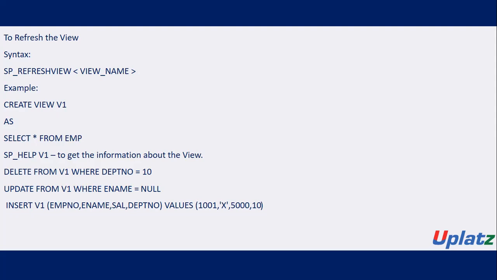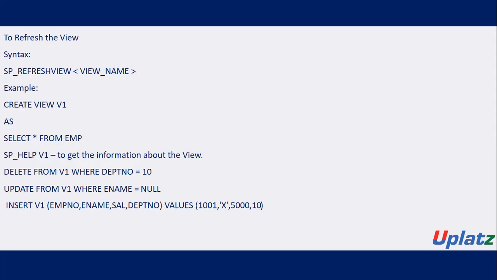So we are trying to understand the different operations that are performed through the view onto the base table. It may be deleting records from the table, or updating records in the table, or inserting a new record into the table employee. All these operations we are performing through the view that is created on the table employee, that is emp. What is the view name? v1 is the view name.